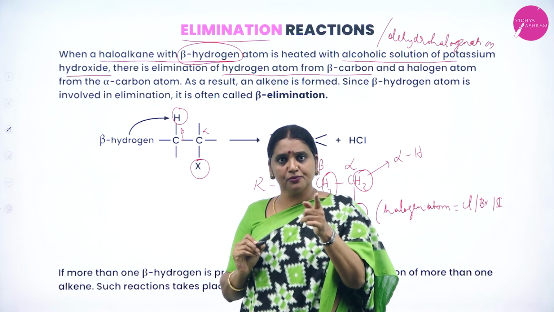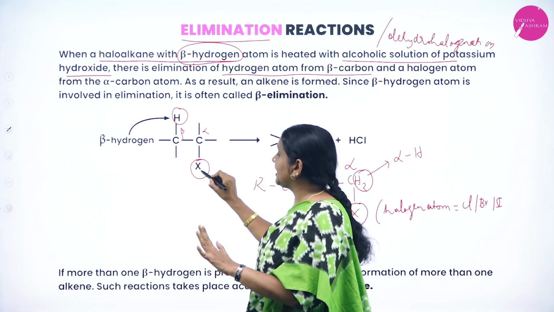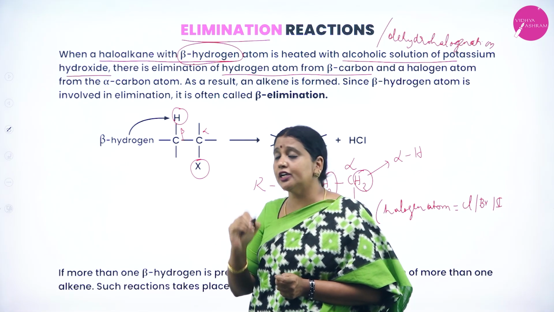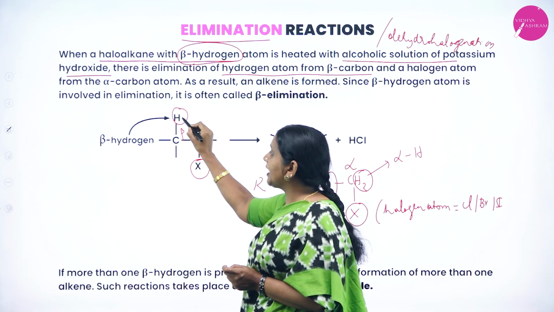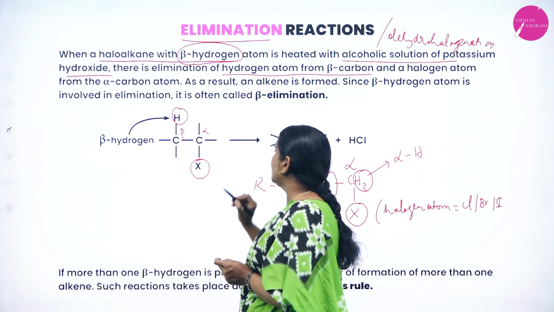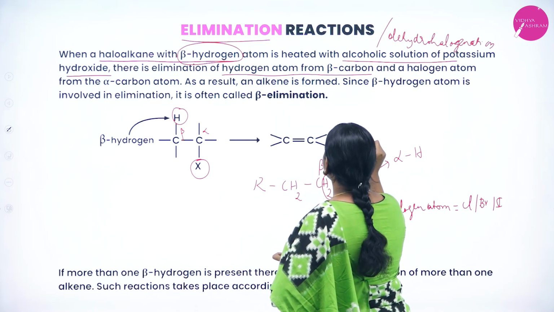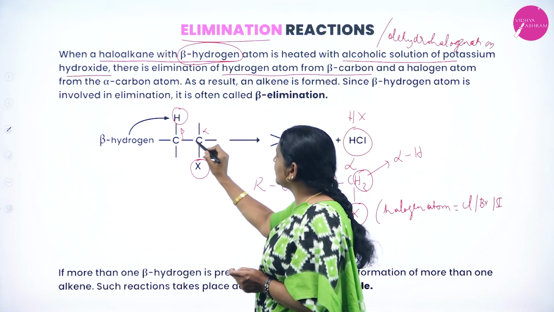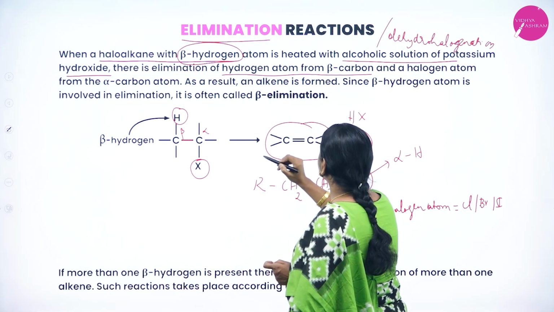My dear student, observe very carefully. You have to eliminate halogen atom from which carbon? Alpha carbon. Eliminate hydrogen from which carbon? Beta carbon. Therefore, I am removing hydrogen from beta carbon, halogen from alpha carbon. I removed H and X, and so after removal, the single bond will become double bond.